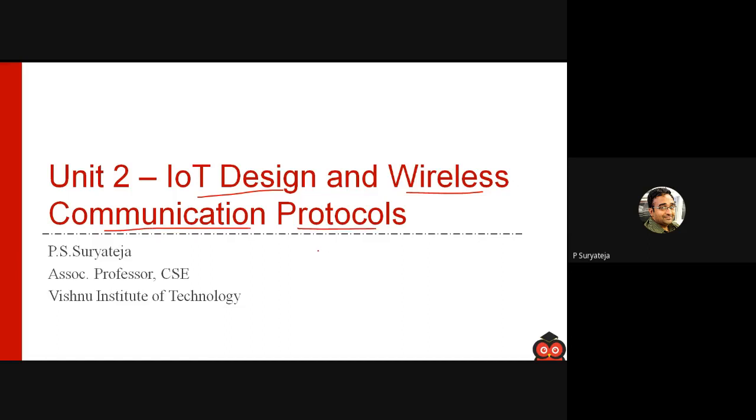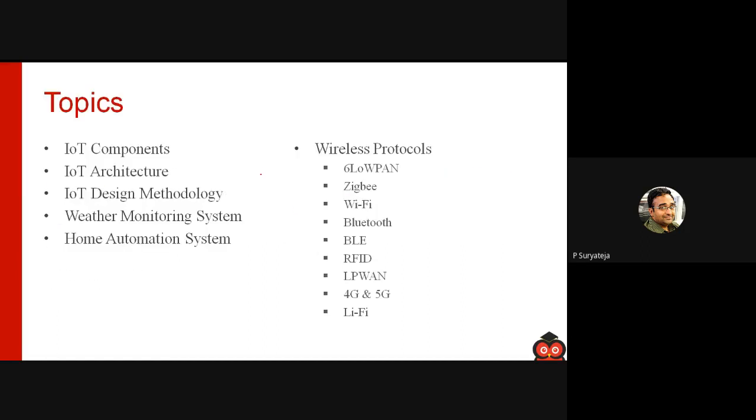The various topics in this unit are: first we will learn about IoT components, then we will see some of the well-known IoT architectures. Then we will see IoT design methodology, that is, when you are building a solution for IoT related problems, what are the different steps that you need to follow. Then we will see some case studies. One is about a weather monitoring system, and another one is about a home automation system.